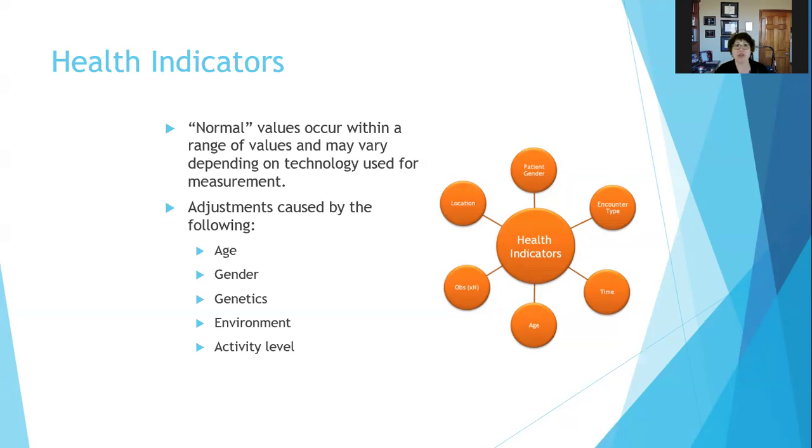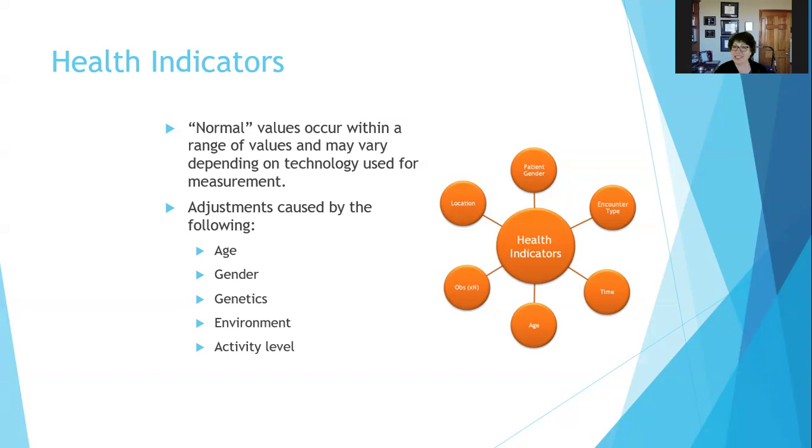And normal values occur within a range of values, and they might vary depending on the technology that you use for measurement. So a good example of that is you're going to take somebody's temperature. There are lots of different ways to do that, right? You can do just your classic oral thermometer, stick it under their tongue. You can do the digital form of the oral thermometer. You can do the little thing that they point at your forehead or stick in your ear.